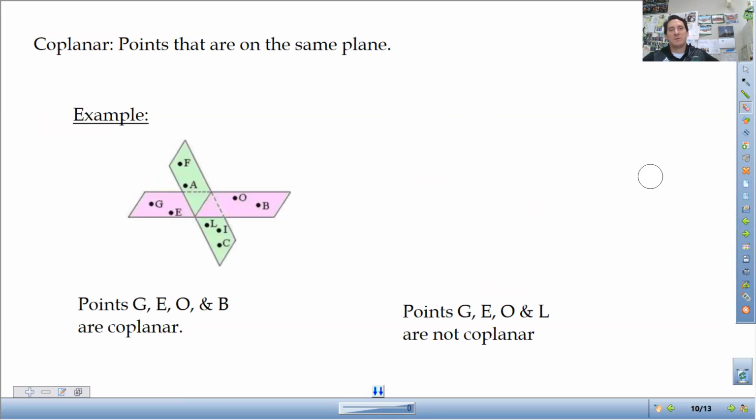Next, coplanar, so points that are on the same plane. Similar, we have points G, E, O, and B are all coplanar. You can see they're on this pink plane here. All right, but then G, E, O, and L are not coplanar because they're not all on the same plane. So G, E, O are on this pink plane, but L is on the green plane. So they're not all coplanar. So again, if they're coplanar, you can put them all on the same plane.